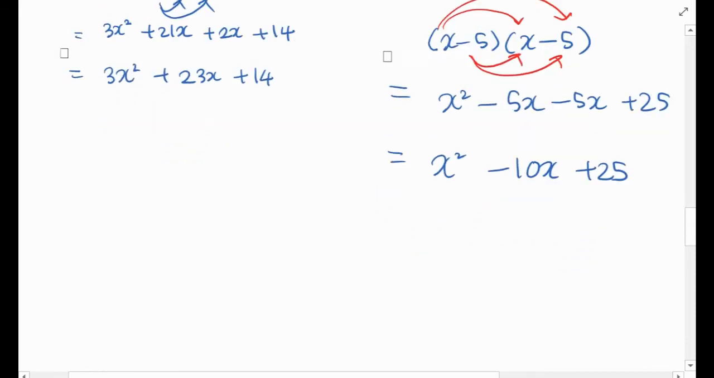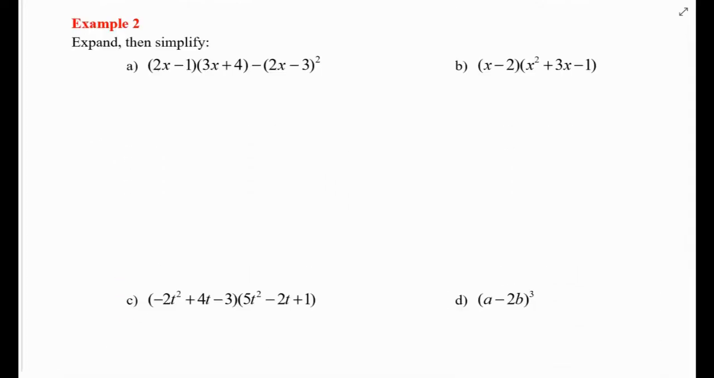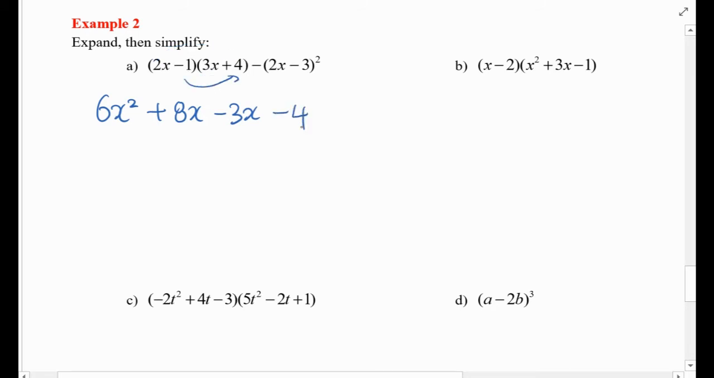Alright, let's move on. Look at example 2a. So we're going to FOIL this first. So 2x times 3x, 6x squared. 2x times 4 is 8x. Negative 1 times 3x is negative 3x. Negative 1 times 4, negative 4.